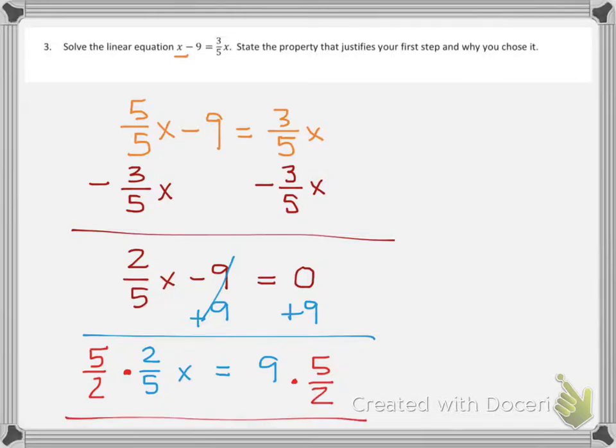And let's see what we have. The 2's cancel, the 5's cancel. We get x equals 9 times 5 is 45 over 2. And that's our answer. x equals 45/2. It's the only value of x that will make this statement true.